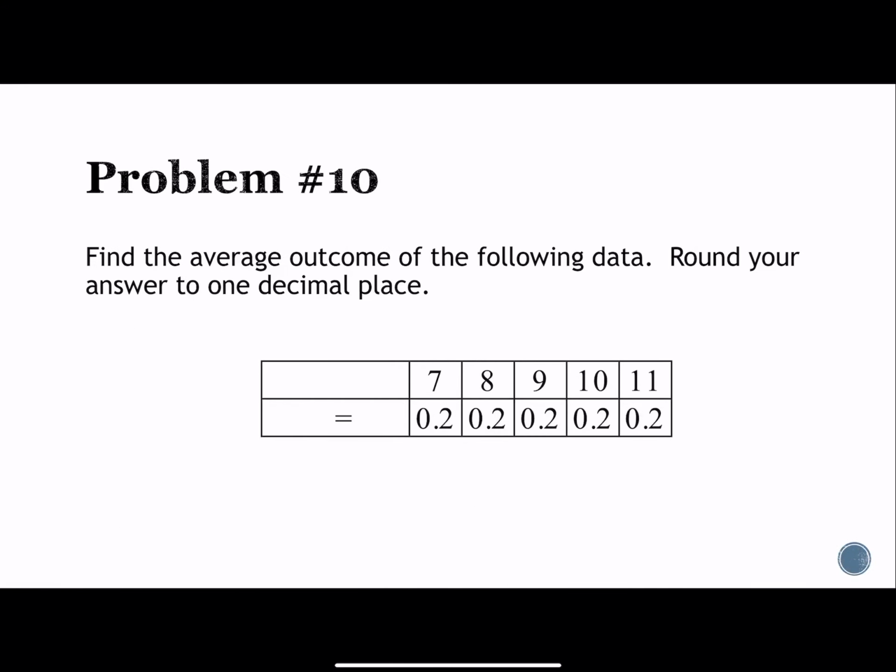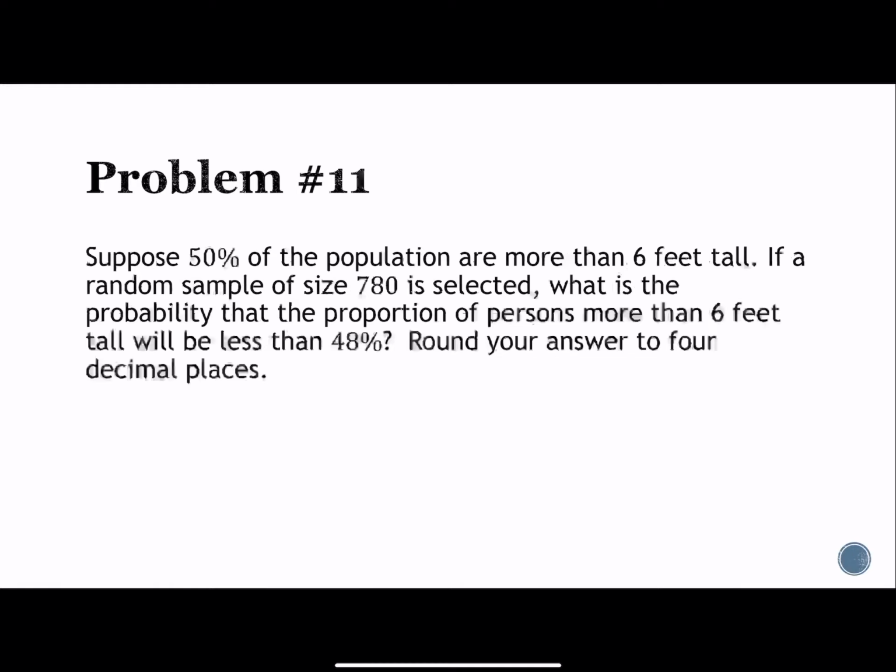This one says find the average outcome. Okay, looks like some of the variables might not have transferred over in this version of PowerPoint. That's okay, because we've got the keywords here. Average outcome means expected value, just a different way to say it. Section 5.1. So you multiply each probability by the outcome.